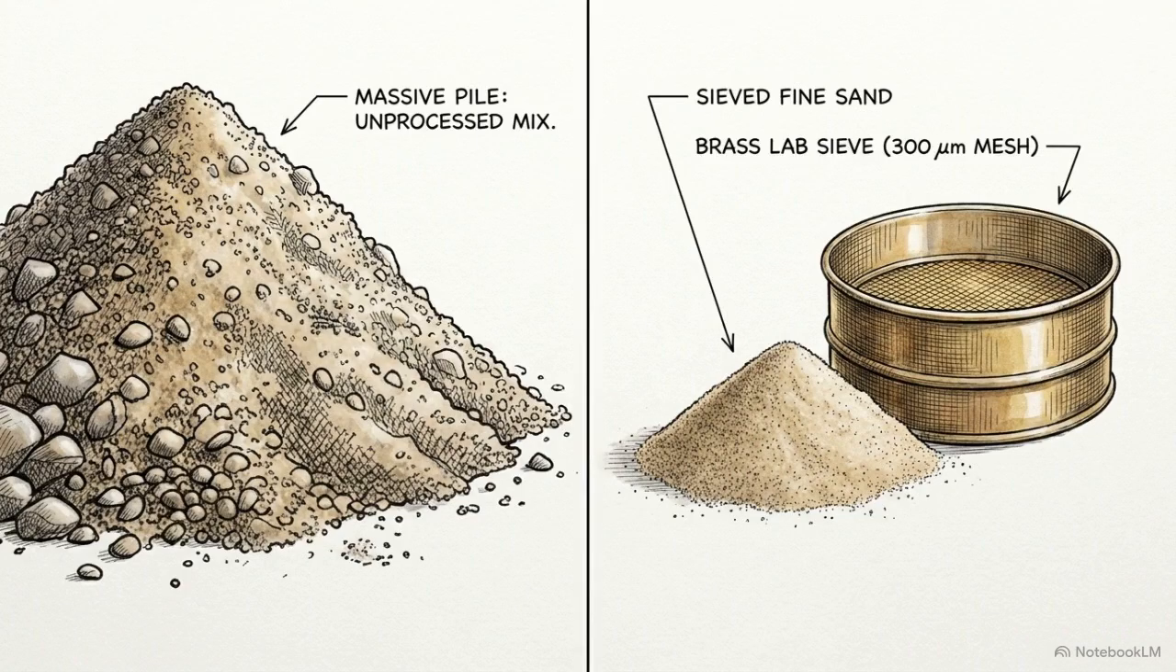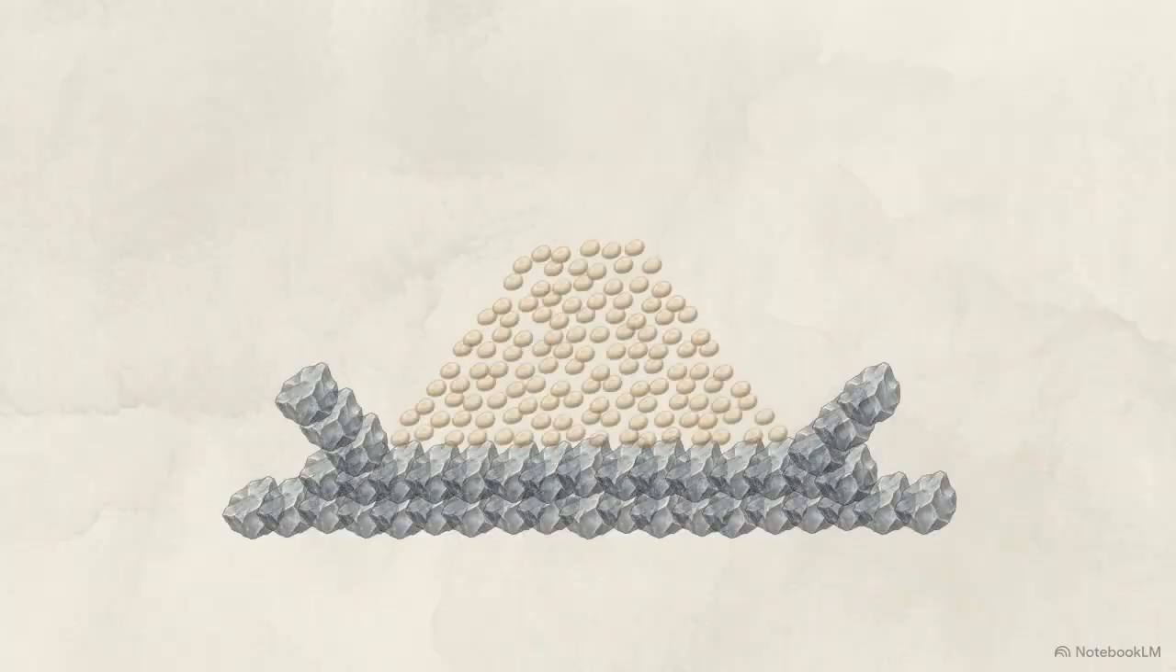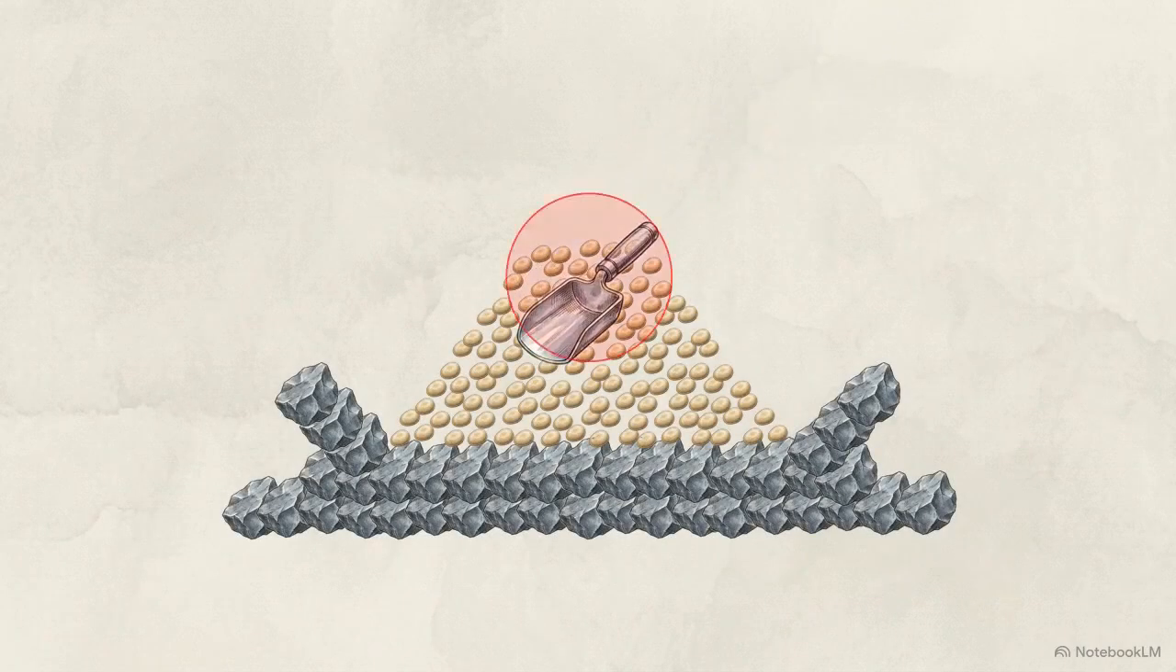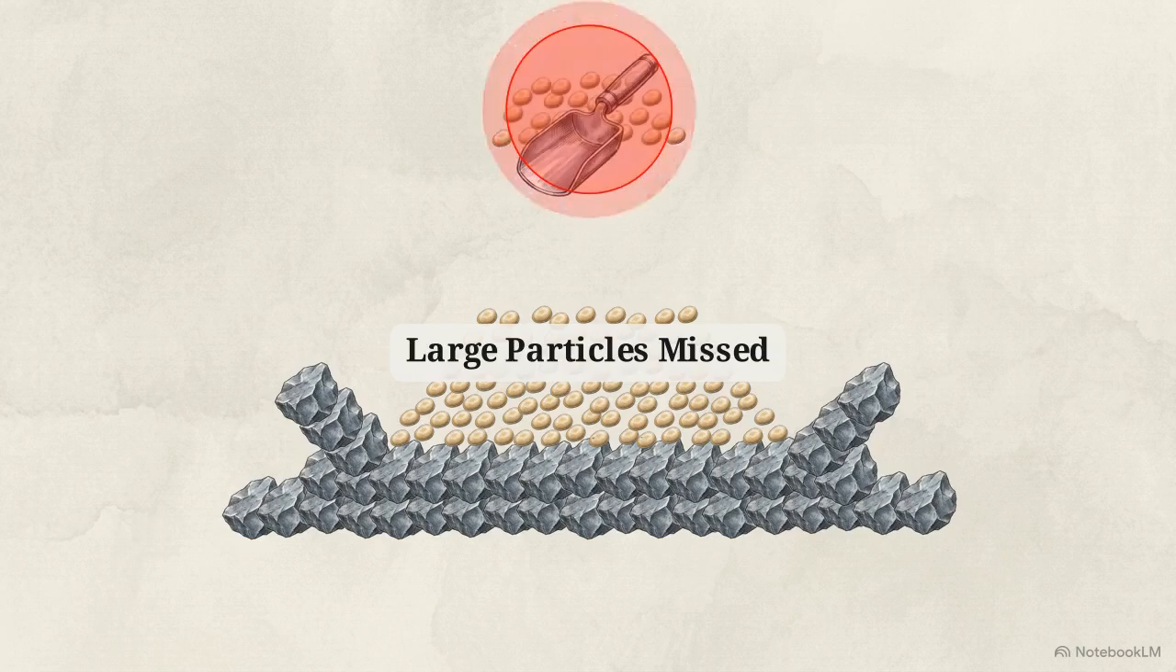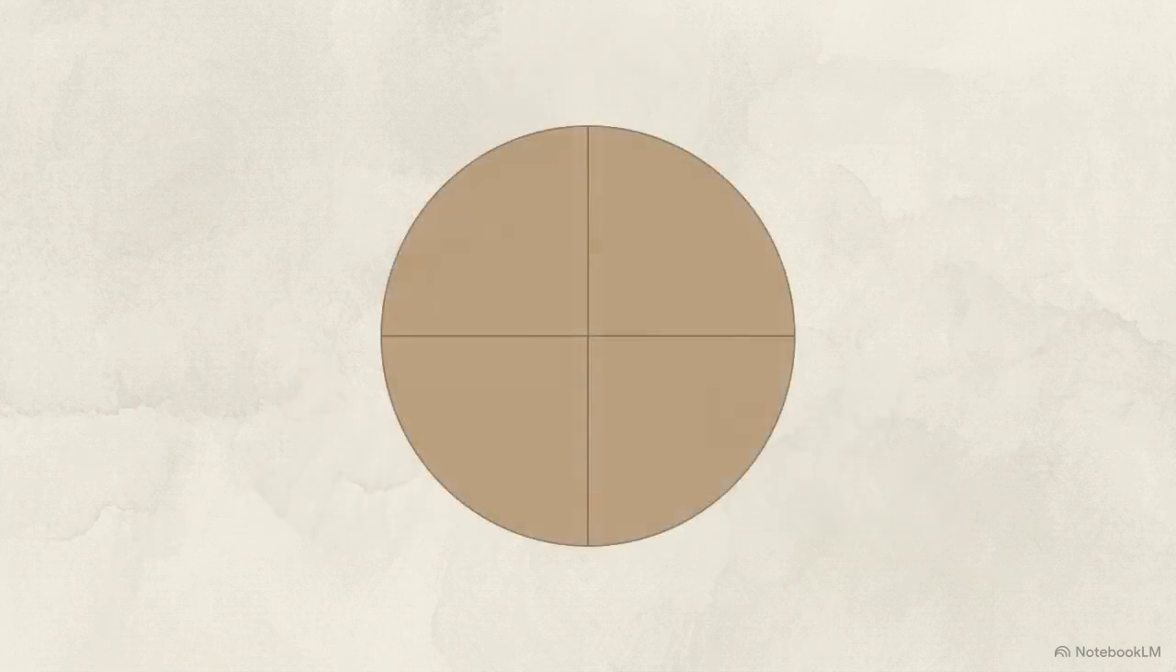Once dry, we need to reduce the volume. Laboratory sieves are designed for a 1.2 kilogram sample, but scooping a random amount from the top of the pile will likely miss the larger particles that settled elsewhere. The quartering method solves this.